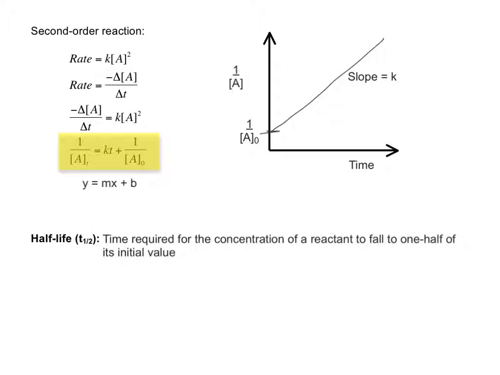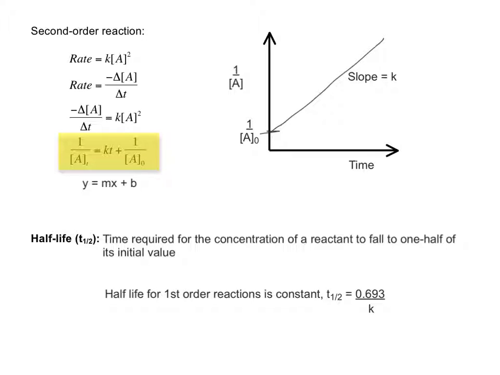So if you start with 1 molar of the reactant, that would be how long it takes to get to 1/2 molar. If you start with 2 molar, it's how long it takes to get to 1 molar. And the only one that we're going to be looking at half-life for are first order reactions, and that's because it just so happens that the half-life for a first order reaction is constant, so it doesn't matter what your initial concentrations are, the half-life is going to be the same.